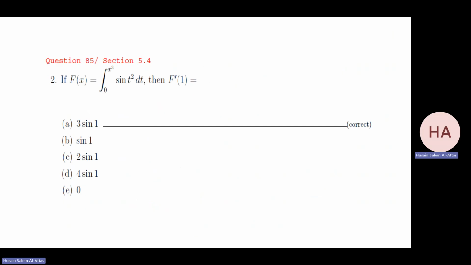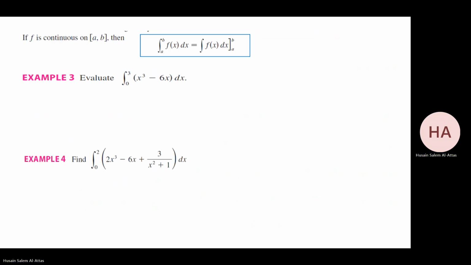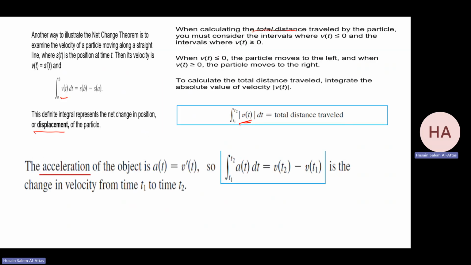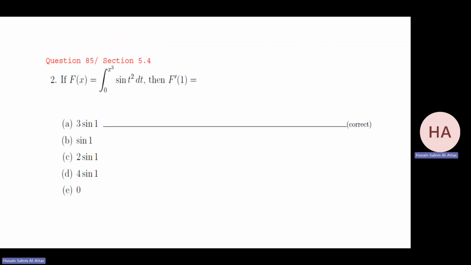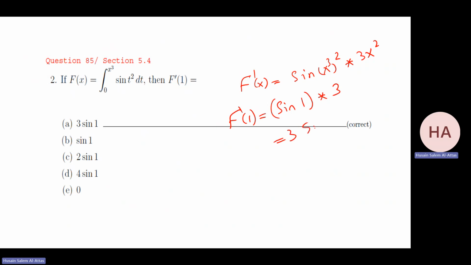The last one, since the next things will be different things about the net change, displacement, and what they call the total distance. Okay, let me do this one quickly. F prime at x will be sine of x cubed squared times the derivative of x cubed, which is 3x squared. So capital F prime at 1 will be sine 1 times 3, which is 3 sine 1. That will be the answer.